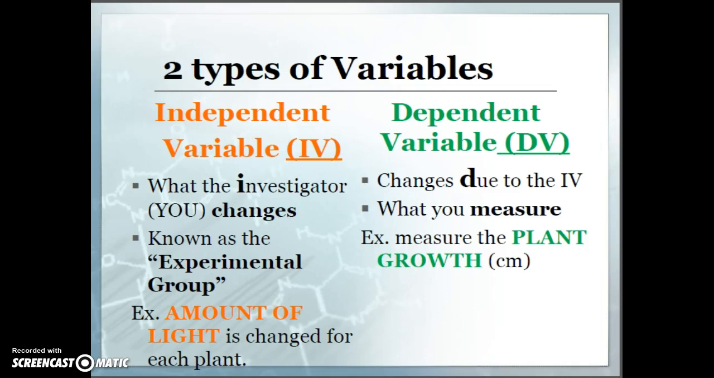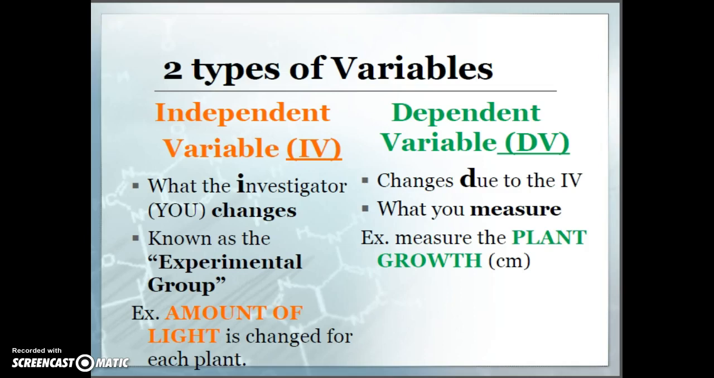In your experiment, it's important that we have two types of variables. We have our independent variable and we have our dependent variable. So the IV, or the independent variable, is what the investigator changes. So what you decide to change. We also call this the experimental group. So thinking back to our plant, this would be how much light the plant gets. We change that for each plant.